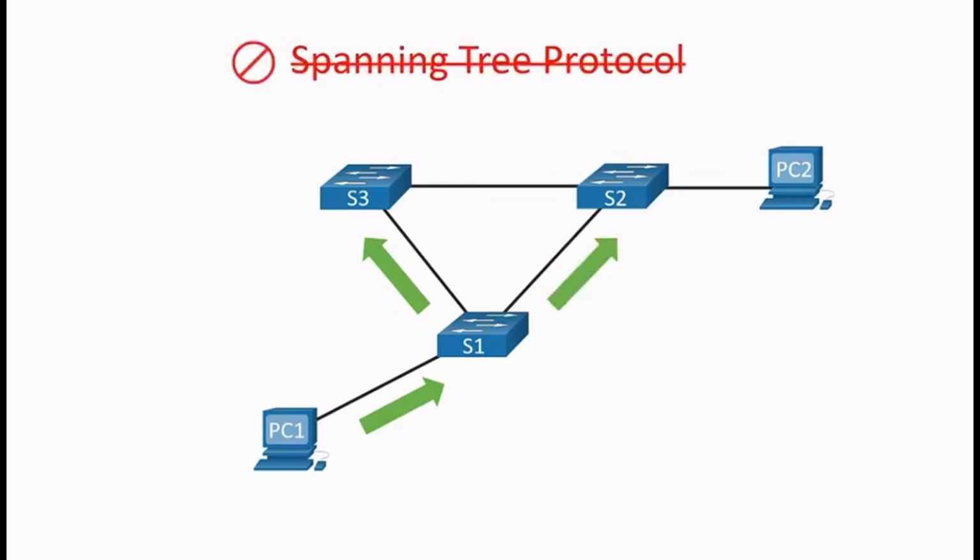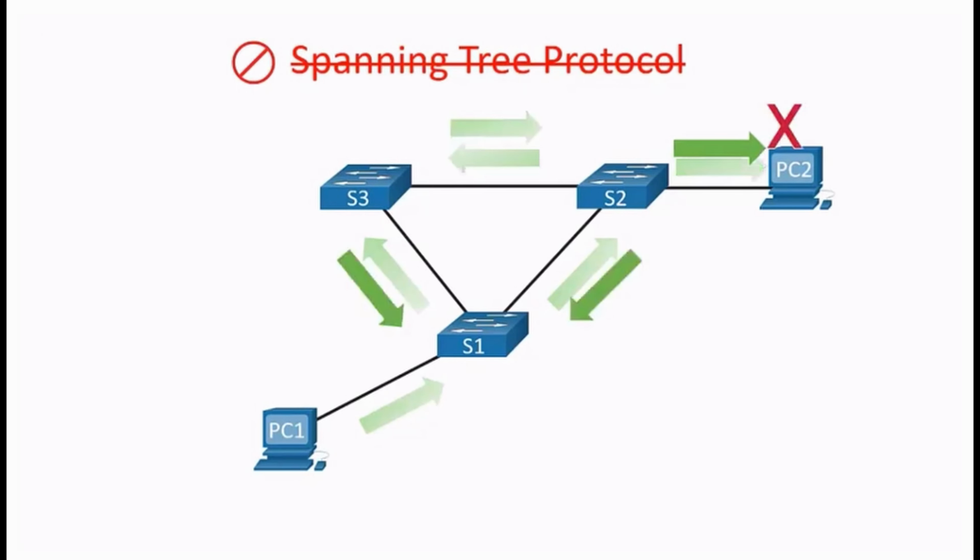Now, what happens when we don't have spanning tree protocol? S1 will forward a packet to an unknown destination out of both ports except for the one it came in on. The packet will reach PC2, but notice that S2 and S3 are similarly forwarding the packet, and the packet is going around the switch network. A second version of the destination packet hits PC2 even though it already got the first one.